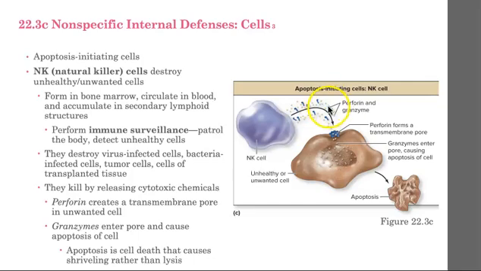First is perforin, which creates a transmembrane pore that sits within the plasma membrane of that unwanted cell. And then the granzymes that the NK cell also releases then moves into that cell and causes it to go through apoptosis, which is cell death that causes the cell to shrivel rather than lysing and bursting.